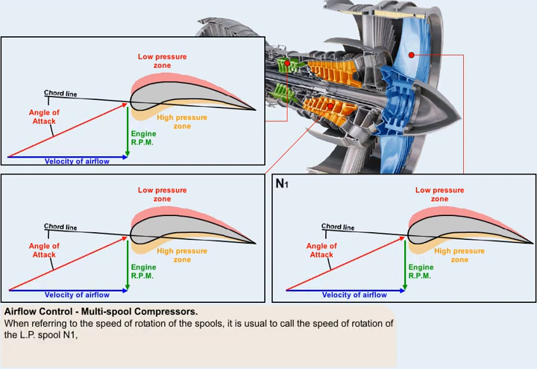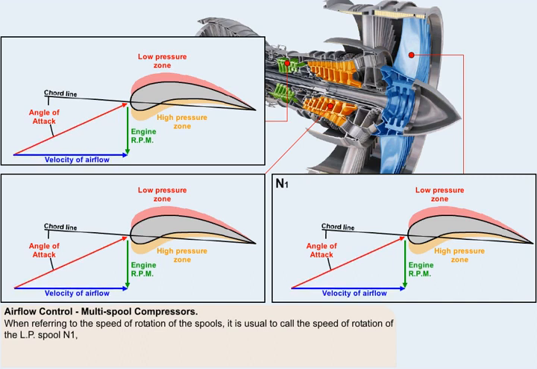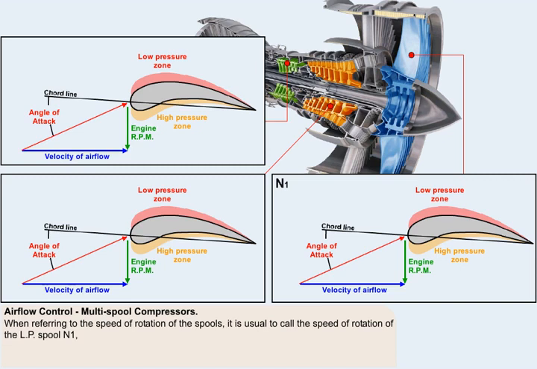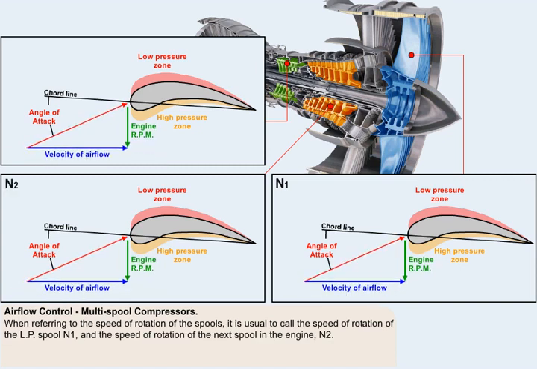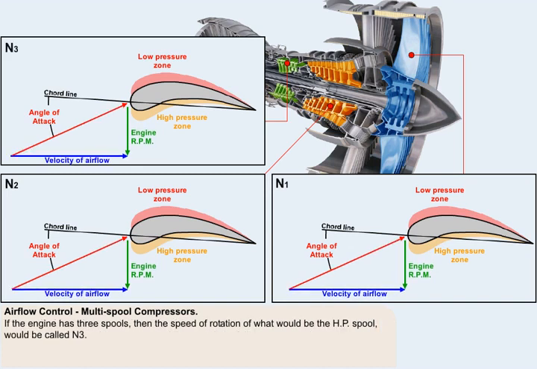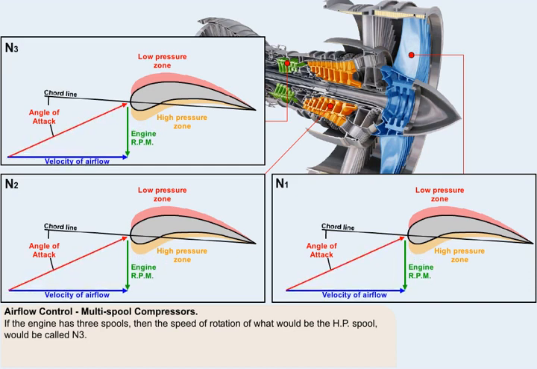When referring to the speed of rotation of the spools, it's usual to call the speed of rotation of the low-pressure spool N1, and the speed of rotation of the next spool in the engine N2. If the engine has three spools, then the speed of rotation of what would be the high-pressure spool would be called N3.